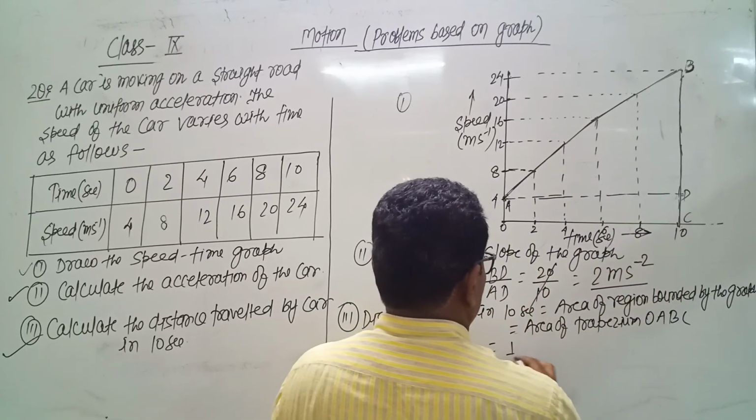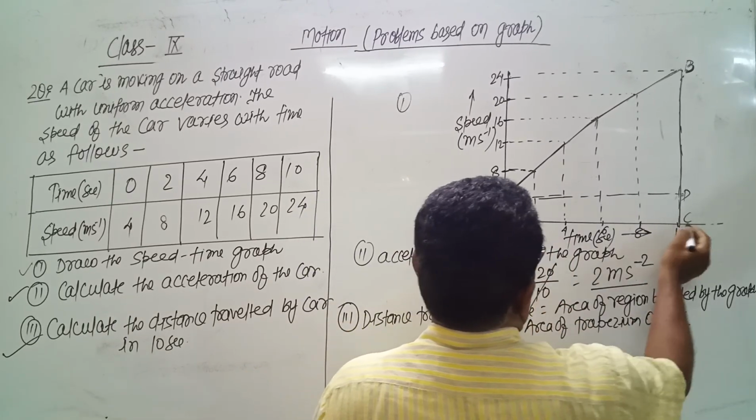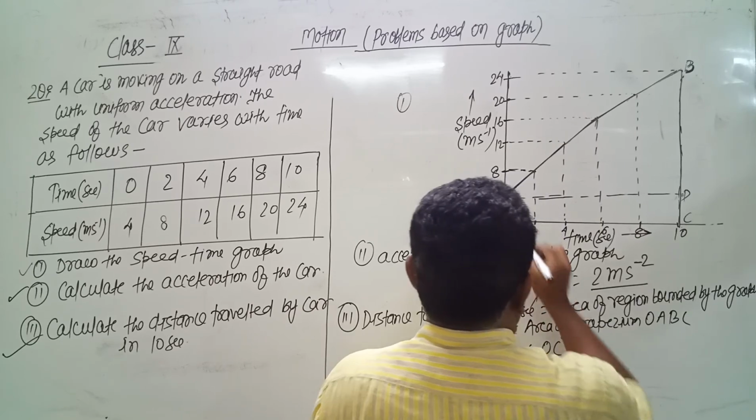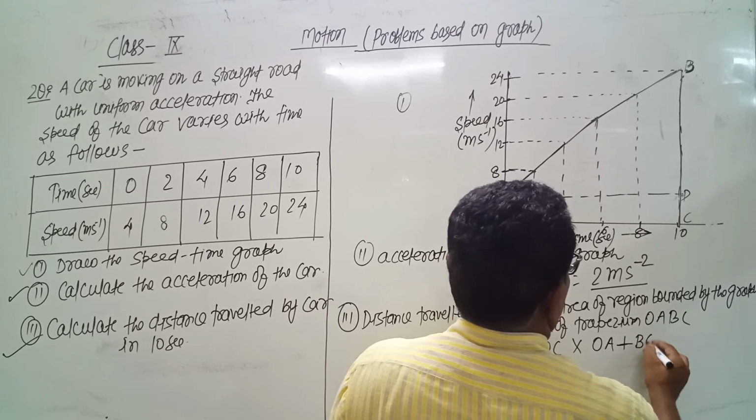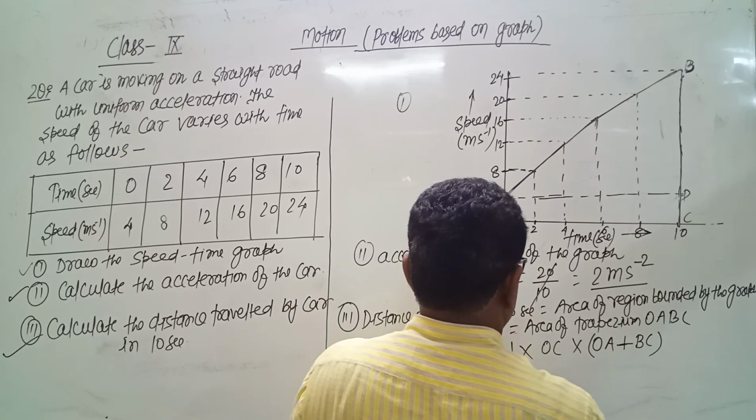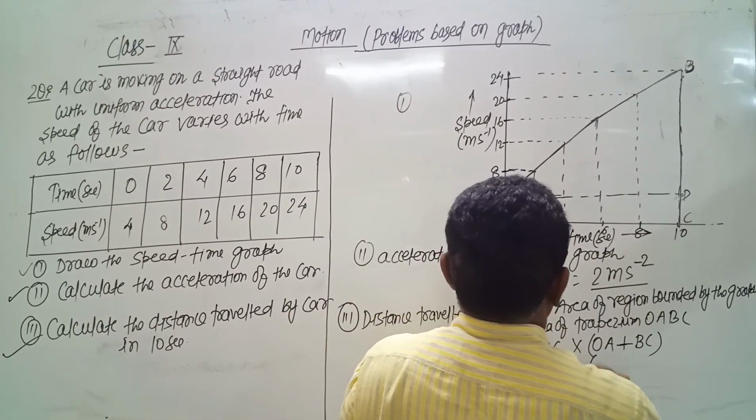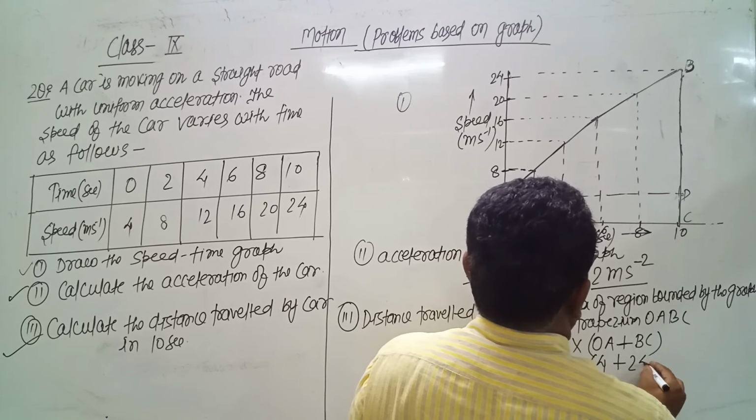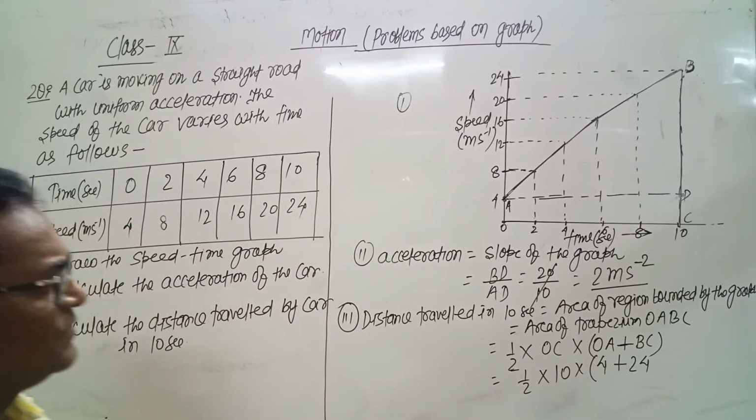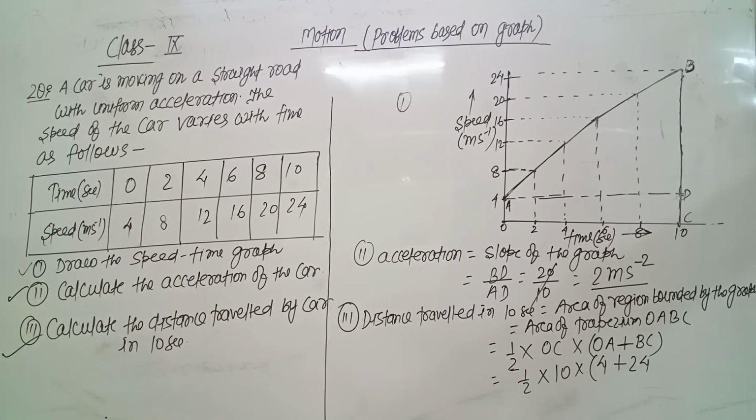And area of trapezium equals to half into height. Height is OC, into sum of parallel sides OA plus BC. So 1 by 2 into OC. The value of OC is 10. The value of OA is 4. And the value of BC is 24.